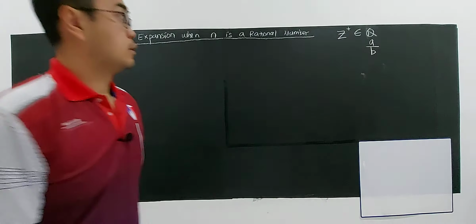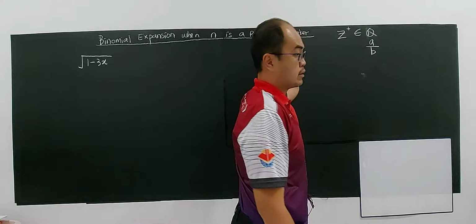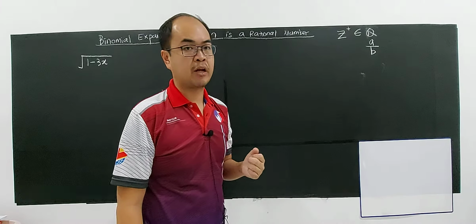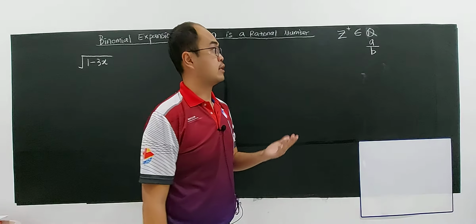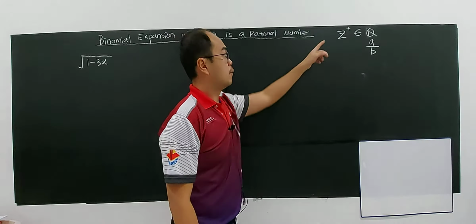So now, all that you learned previously for the binomial expansion, Pascal's triangle, all that is for positive integers. That means the power of the bracket can be 2, 3, 4, 5, 6, 7, 8, and so on. For all this type of expansion, the terms can be terminating.